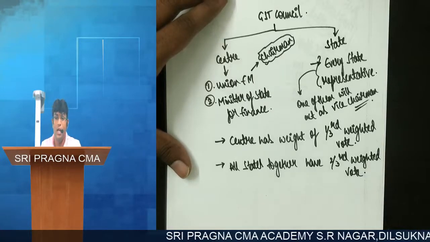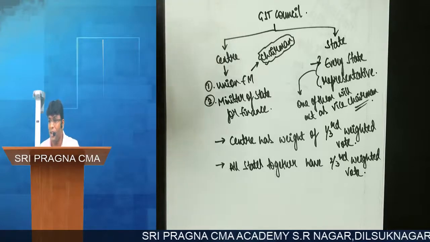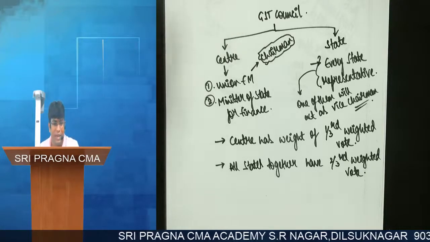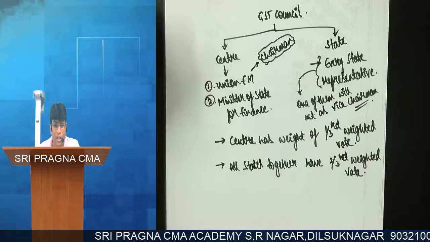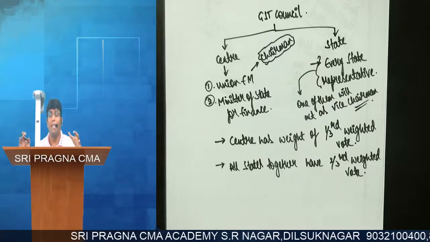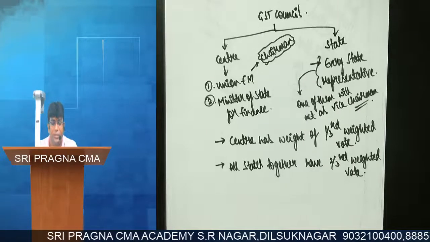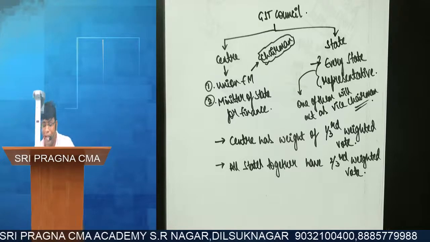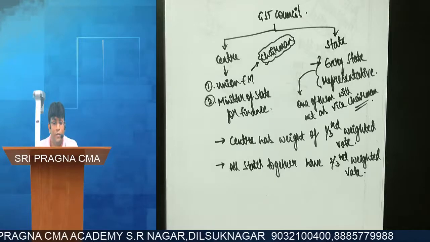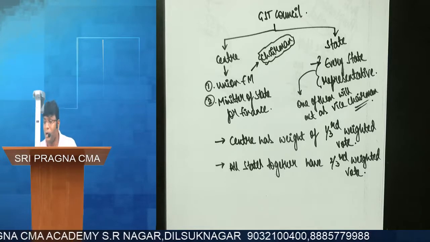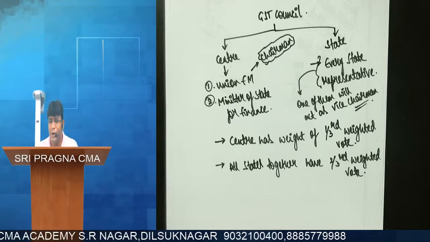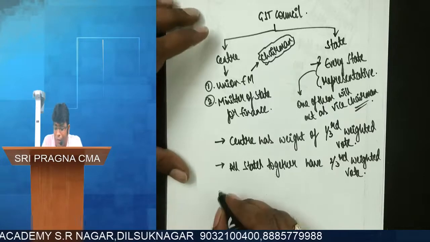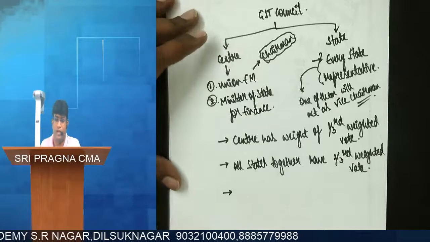First listen to this point. Center, two members are there: Union Finance Minister and Minister of State for Finance. Those two together have got how much weight? 1/3. That means if they two tell yes, 33.33% is done. 1/3 means 33.33 only, no? And all states together have a weight of 2/3. That means what? 66.67%. But now one beautiful point I'll write, which is the most important concept.